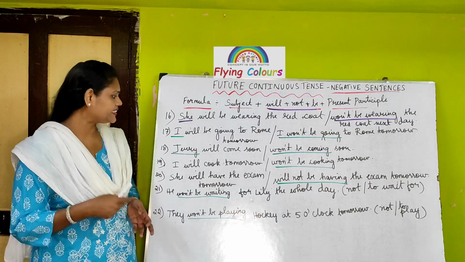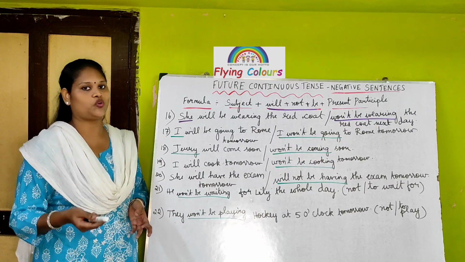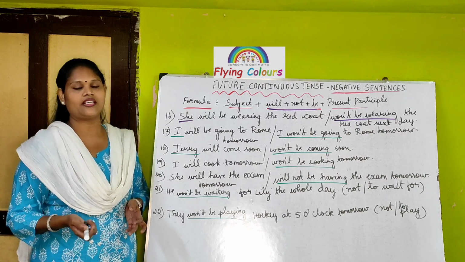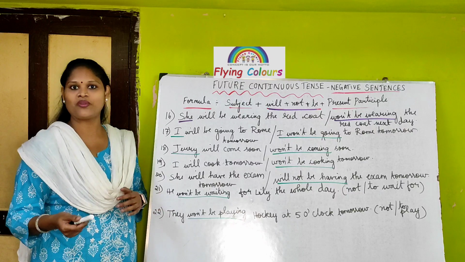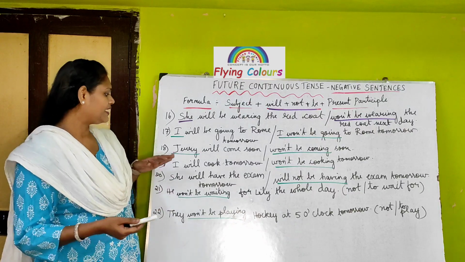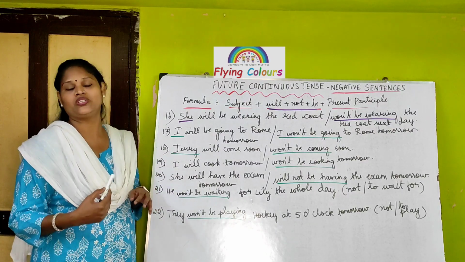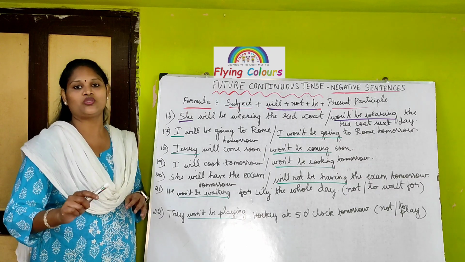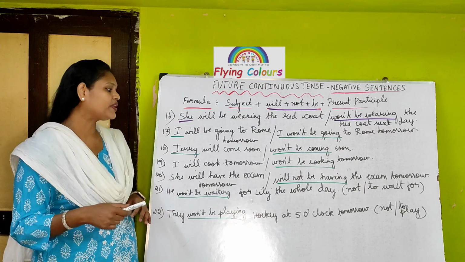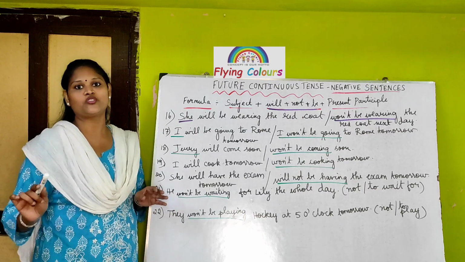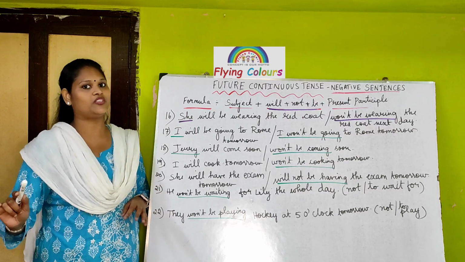That's all. Next sentence, I will be going to Rome tomorrow. This is a positive sentence. I won't be going to Rome tomorrow or I will not be going to Rome tomorrow. Next sentence, Jerry will come soon. Jerry will not be coming soon or Jerry won't be coming soon. That's all. Next, I will cook tomorrow. I won't be cooking tomorrow or I will not be cooking tomorrow.